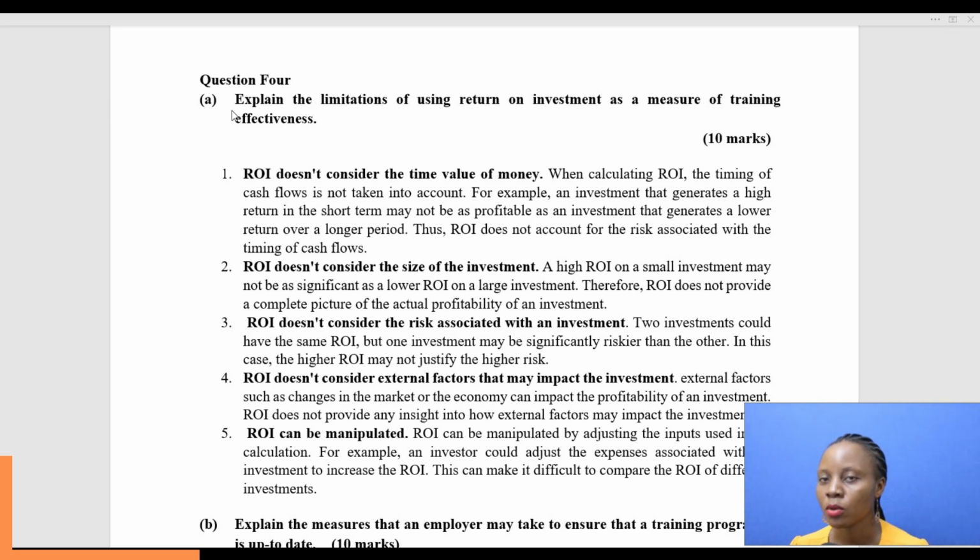So right this moment, you want to look at some of the disadvantages that are associated with this measure as a measure of seeing whether training was effective or not. Number 1, return on investment, or ROI, doesn't consider the time value of money. So when calculating ROI, the timing of the cash flows is not taken into account. That is the major limitation of this method.